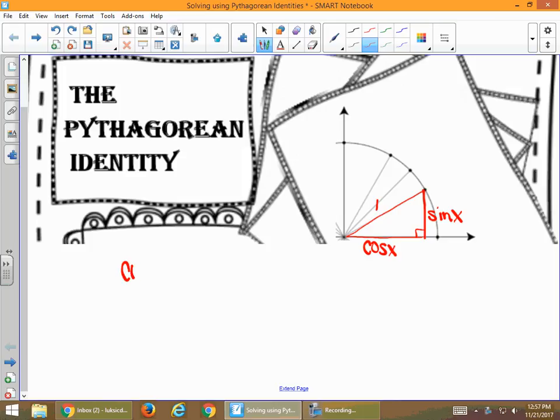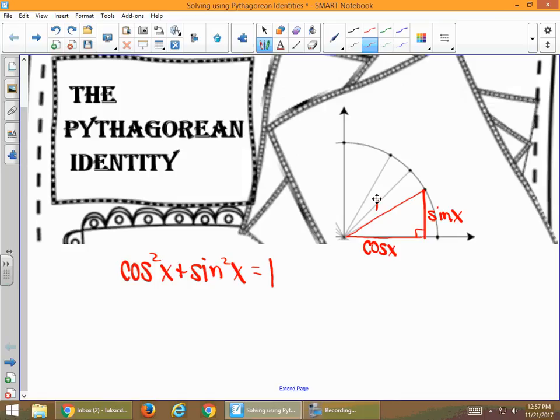This means cosine squared plus sine squared equals 1, our hypotenuse. That is the only thing that you have to memorize of everything that we're going to do today. Because everything else we can get from it. We can get every other iteration of the Pythagorean identities from this first one.